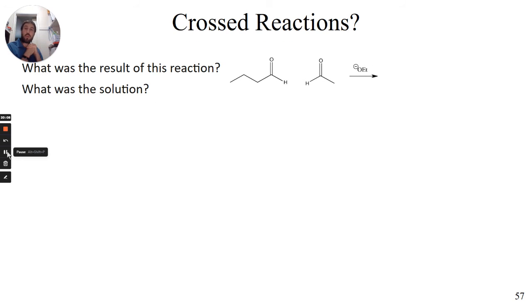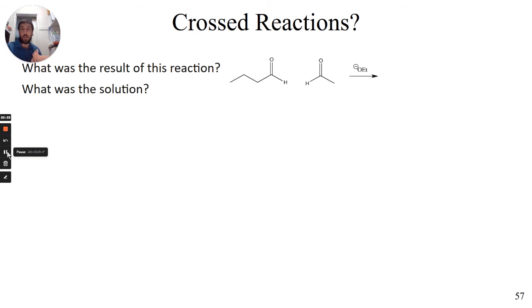If we remember back with our aldol, we could do crossed aldol reactions. So in this case, we have 2 aldehydes: butyraldehyde and ethanaldehyde, or acetaldehyde. And if we really dig back, how many possible products could come out of this? Yeah, it was 4. It was a lot of products.